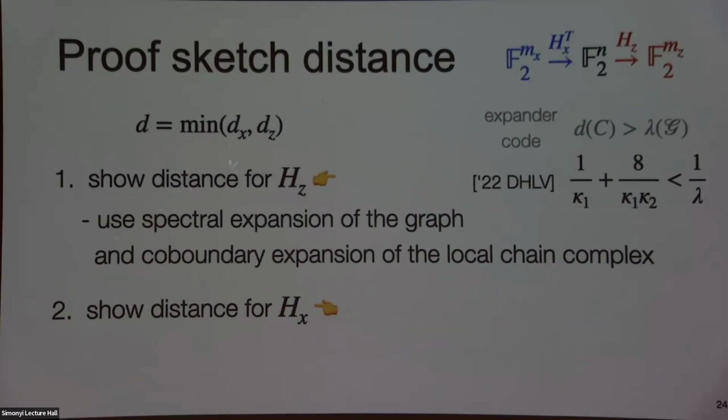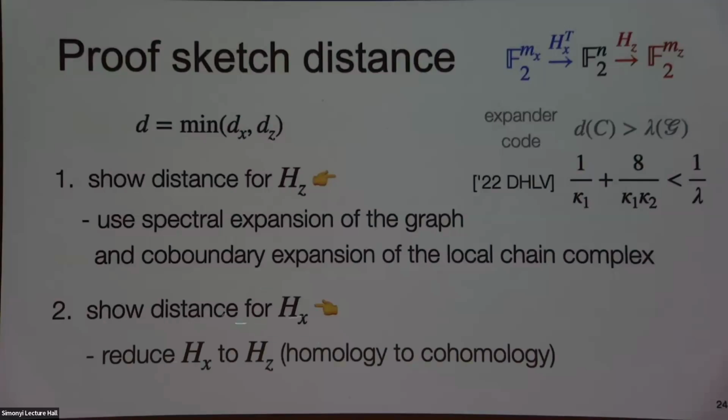As we mentioned, in quantum you have two kinds of distance, dX and dZ, and they correspond to distance in different directions. For the forward direction, the proof follows from the spectral expansion of your graph together with the coboundary expansion of your local code. You can compare with the expression for expander codes. In the traditional expander code, people know that if the distance of the local code is greater than the spectral expansion of your graph, then the global code is good. In our context, we can also get a somewhat similar expression. On the left, it's all about the property of your local code, and on the right, it's the property of your graph.